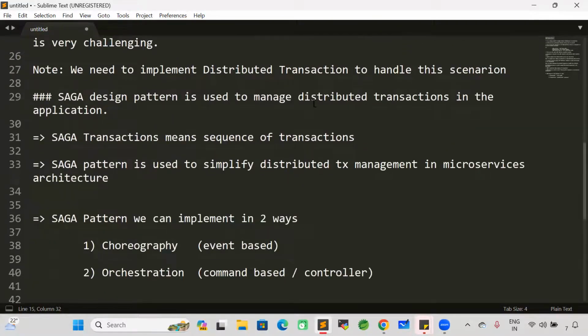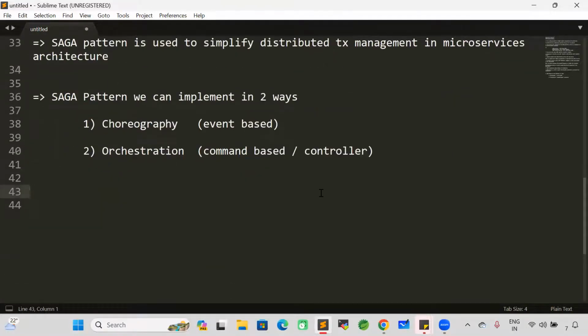Okay. SAGA pattern is used to manage distributed transactions in microservices based applications. So SAGA transaction means a sequence of transactions will be available. SAGA pattern is used to simplify distributed transaction management in the microservice architecture. SAGA pattern can be implemented in two ways. One is called choreography-based SAGA, the other orchestration-based SAGA.